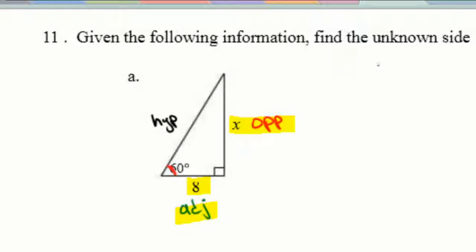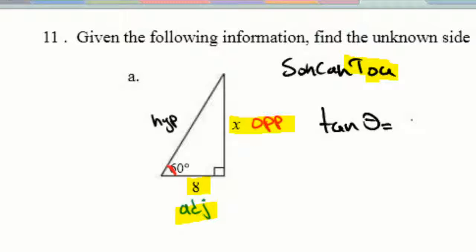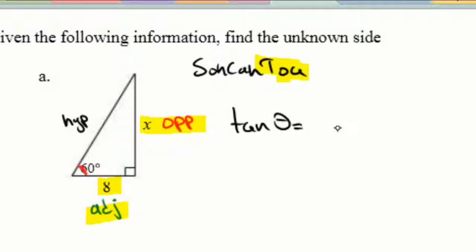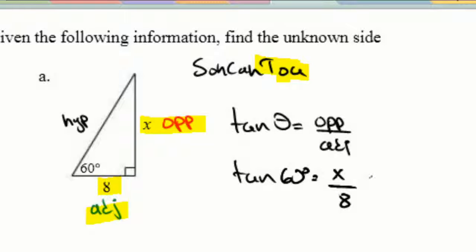So I think back to SOHCAHTOA, and I have the opposite and the adjacent. So we're using the tangent ratio. I'm going to take the tangent of my angle, theta we'll call it for now, as the opposite side divided by the adjacent. In this case, theta, the angle I'm dealing with down here, is 60 degrees. So I'm going to put in 60 degrees. The opposite is x, and the adjacent is 8.